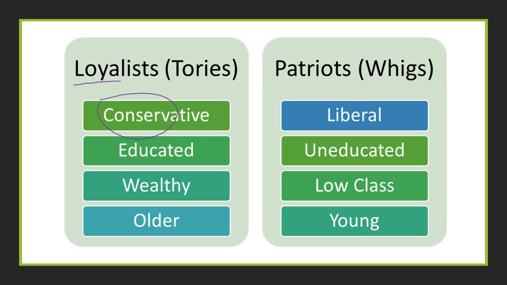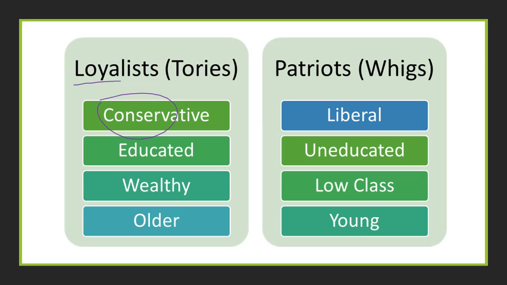And so people who don't want change to happen are tending to be loyal to the British Crown. People who are all about change and all about reform are going to want to reform things. They'll be patriots. You've also got the educated and the wealthy versus the uneducated and the lower class.